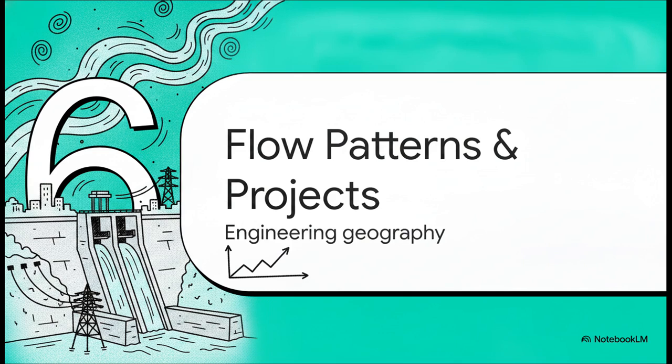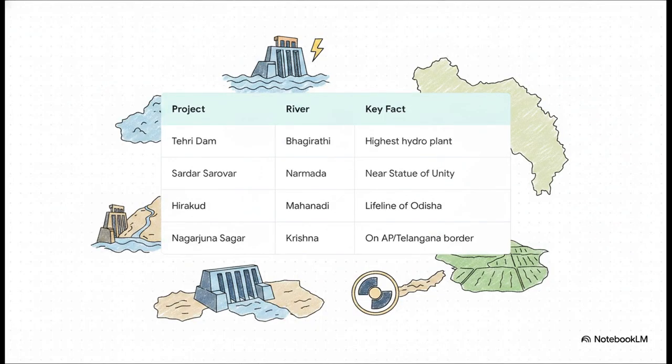Finally, let's wrap up with Section 6, Flow Patterns and Projects, where human engineering meets raw geography. Let's do a rapid-fire review and connect all this geography directly to actual human infrastructure, the massive projects you definitely need to know. High up in the north on the Bhagirathi, you have the Tehri Dam, which is India's highest hydropower plant. Out west, harnessing the Narmada, is the Sardar Sarovar, right near the towering Statue of Unity.